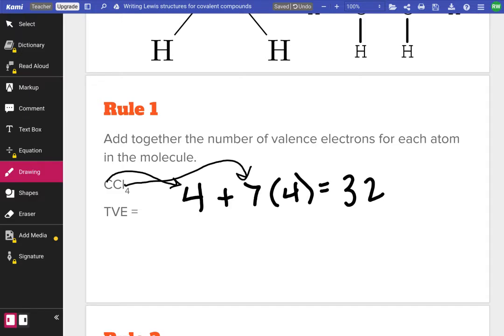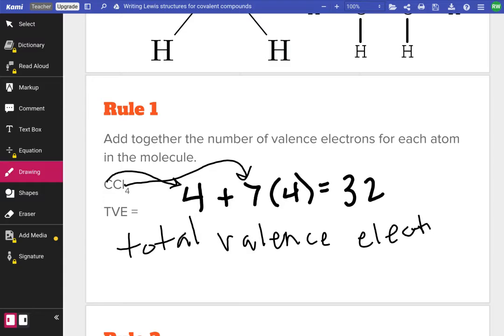So that's here, but then I have 4 chlorine atoms. So I have to multiply those 7 valence electrons for each chlorine times 4. So 4 plus 7 times 4, which is 28, is 32. So that's my first rule and my first number that I'm going to write down. And I abbreviate that TVE, which stands for total valence electrons. So it's just a lot easier to write TVE than total valence electrons each time.